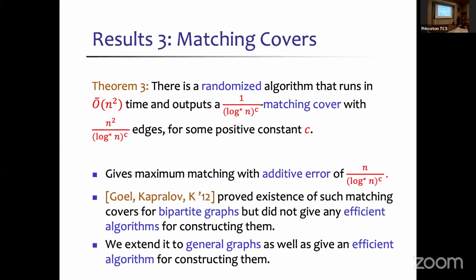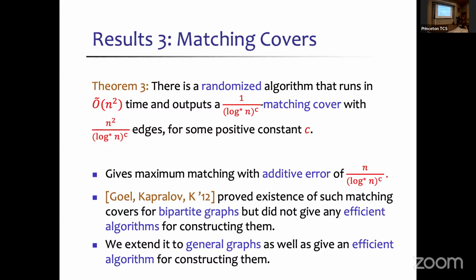Okay, so here is the result that I'm going to explain next, which is the tool we are going to use for both streaming and dynamic matching algorithm. So there is a randomized algorithm which runs in roughly n squared time and outputs a 1 over polylog star n matching cover, which contains n squared over polylog star n edges. And so this means if you have this cover, you can recover a maximum matching in the graph up to an additive error of n over polylog star.